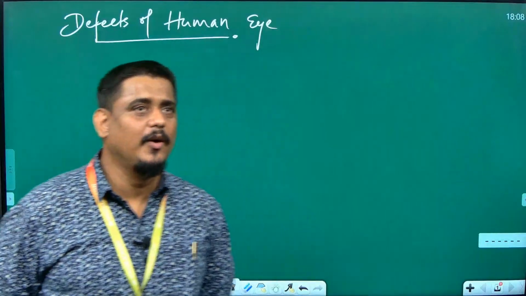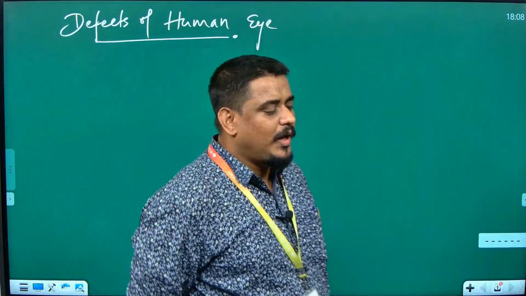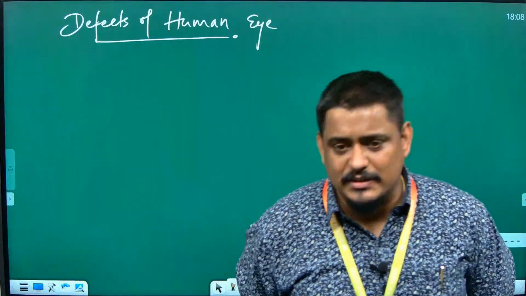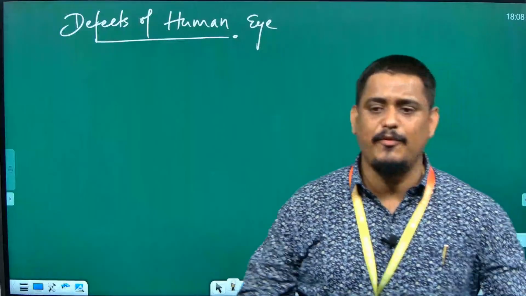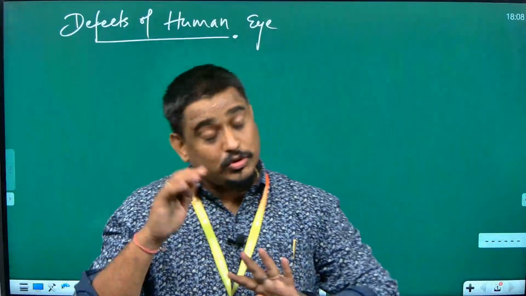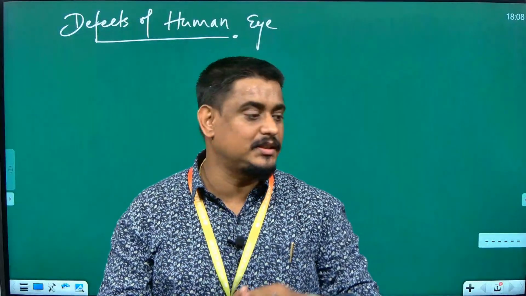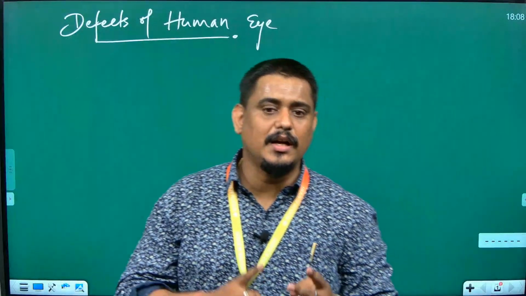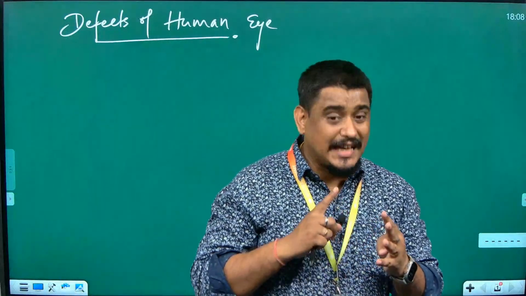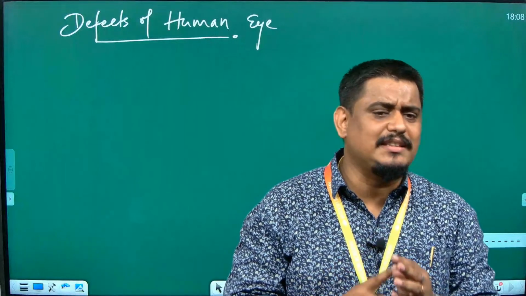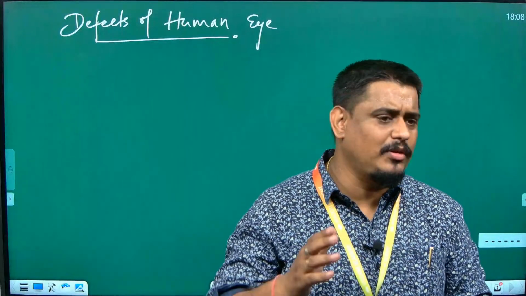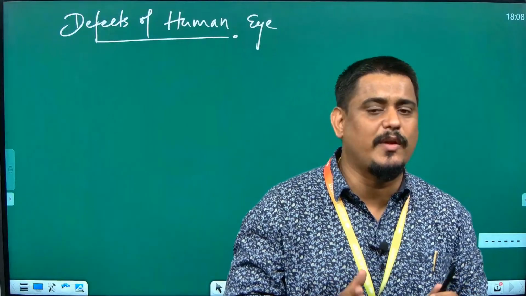Okay. So, I said to you the most common defects found in the human eye are mainly four categories. The most common defect is myopia. The second is hypermetropia. Third is presbyopia. Fourth is astigmatism. And there is something called cataract also. So, we will talk about each type of defect and why it is caused and how to rectify it.